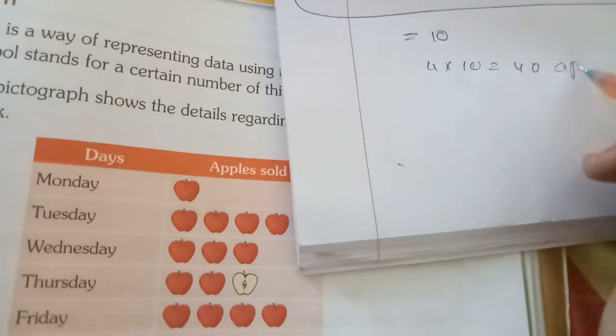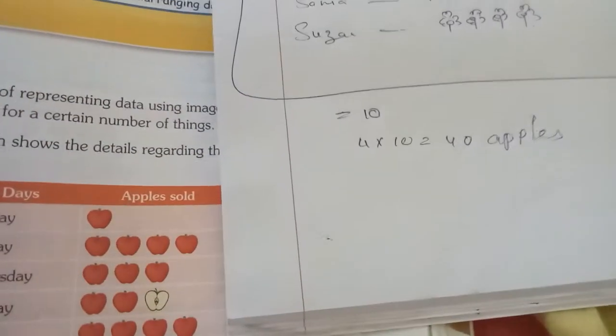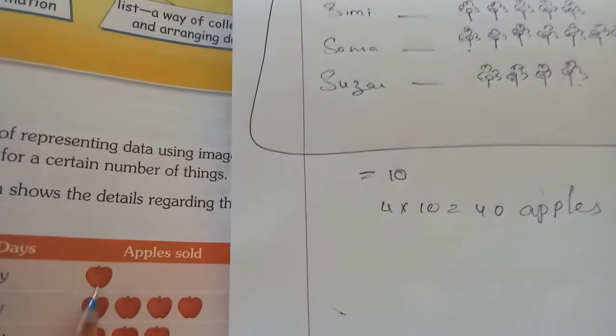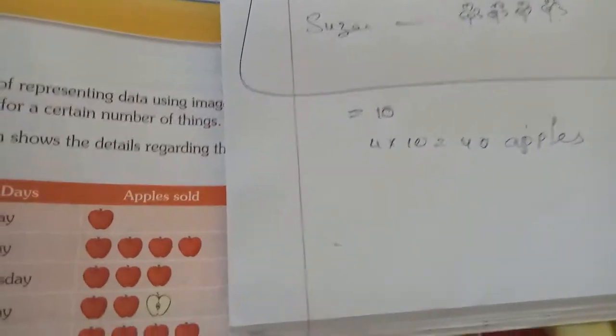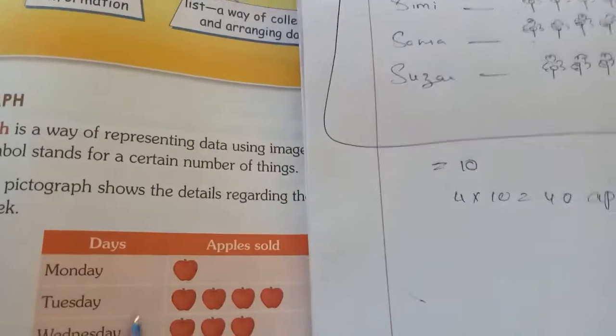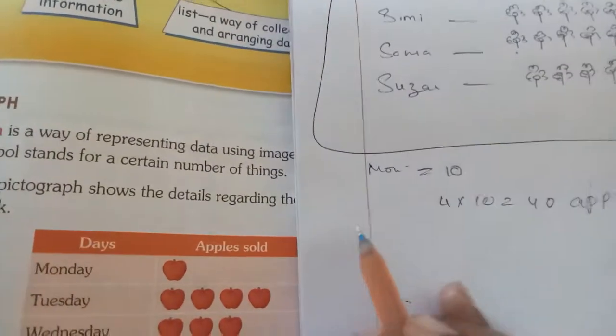40 apples. Now you understood, children? 1 apple is equal to 10 apples. 1 apple represents 10 apples. This is the key. Half apple is equal to 5. Then Monday, how many apples did they sell? 10 apples. Only 1 is there.